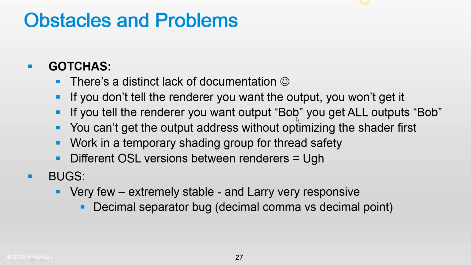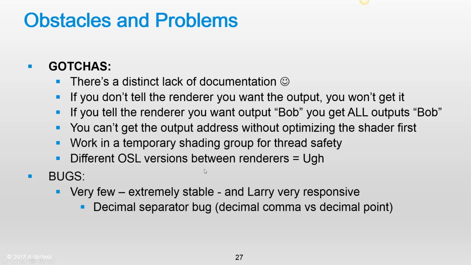I didn't know this, I just asked for Bob, and in reality, of course, I asked for out. All my shaders had an output named out, so I asked for out, which made every single shader not optimized because every output called out thought it was used. So that was not good. You need to optimize before you can get the output address. Important. Working in the temporary shading group for thread safety is important.